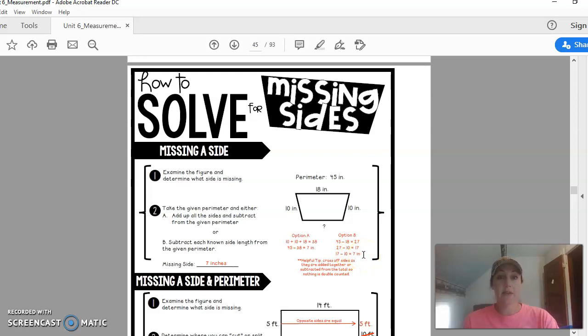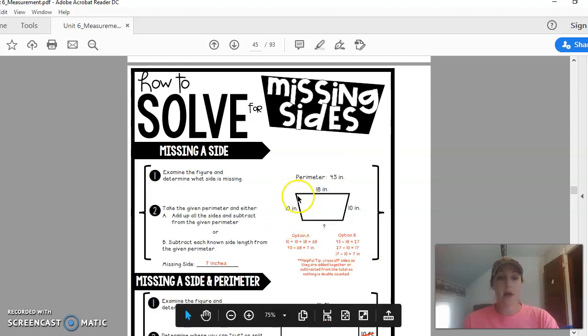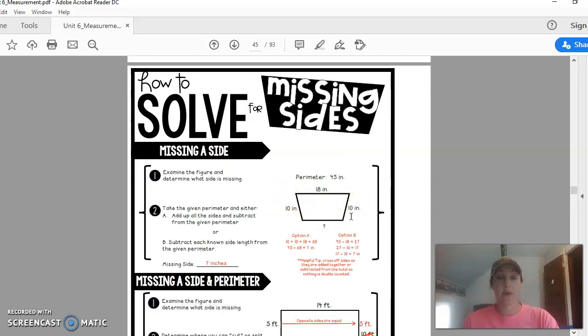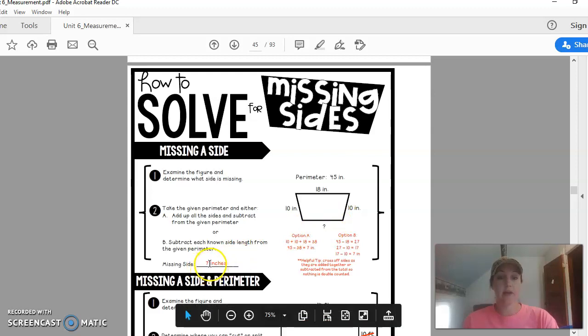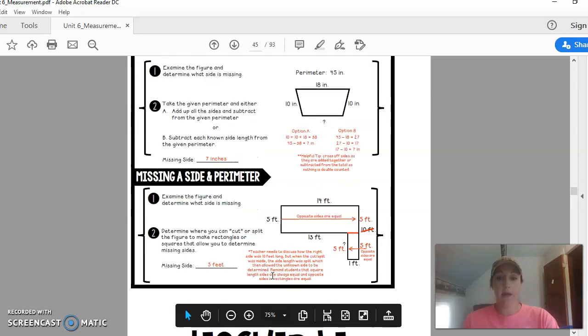Either way, as I was doing this, if I were you guys, I would cross off the sides as I use them, so I don't accidentally use one of them more than one time. Okay, but our unknown side was 7, and notice that they labeled it inches. That's important. Okay, and then at the bottom it says missing a side and perimeter.